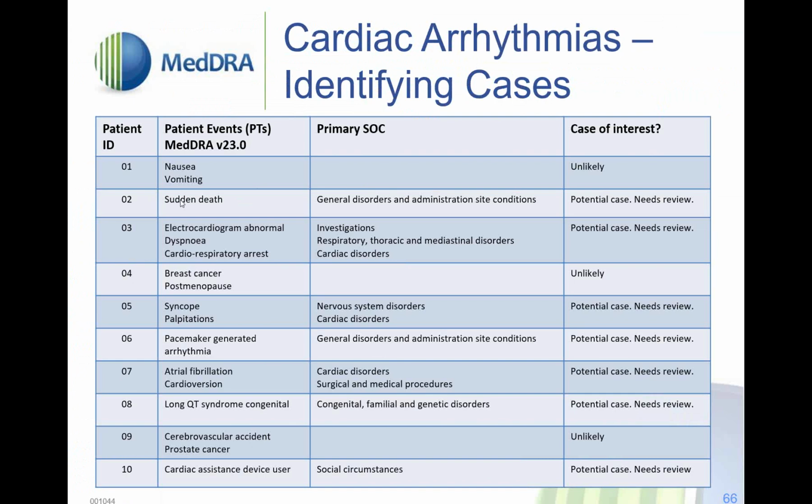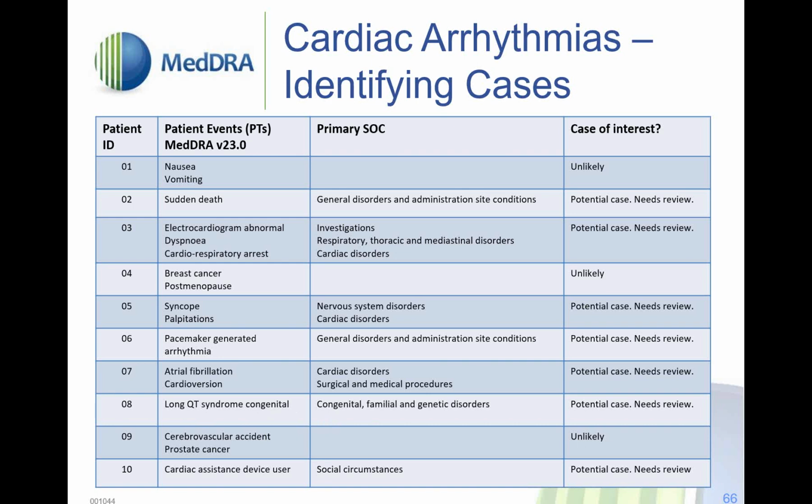So there's your general disorders. There's your sudden death that was picked as a potential case by the medical reviewer. There's your investigations, the respiratory SOC, because that's the primary site of manifestation for dyspnea. There's your cardiac disorders expected for cardiac arrhythmias, but there's your nervous system disorder because it's the primary manifestation for syncope. And there's your surgical as a primary manifestation, the primary system organ class for your cardioversion surgery, and even congenital, like the long QT syndrome congenital, preferred term is under this system organ class. So maybe that also needs to be something you take a look at. And of course, social circumstances, your risk factors.